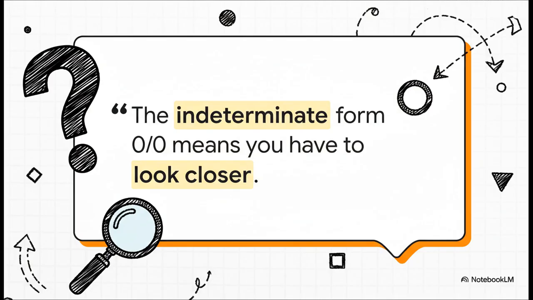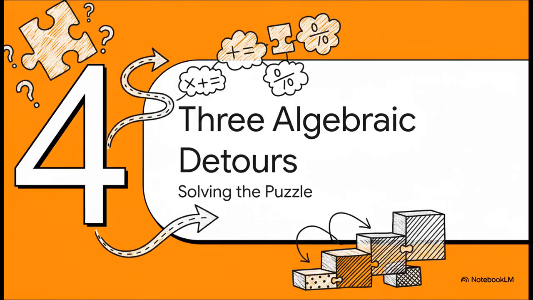It's telling us that even though there's a hole in the graph right at that point, the limit, what the function is approaching, probably still exists. We just need to use some clever algebra to find out what it is. So, how do we solve this puzzle? Well, if the main highway of direct substitution is blocked, we take an algebraic detour. Let's walk through 3 of the most common and clever tricks for dealing with that 0 over 0 form.